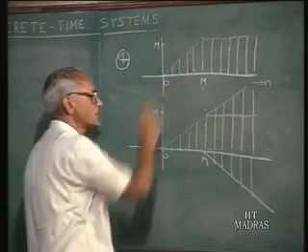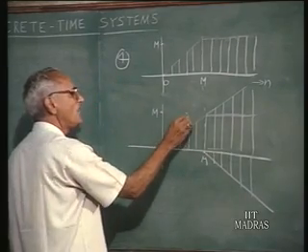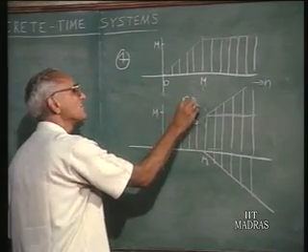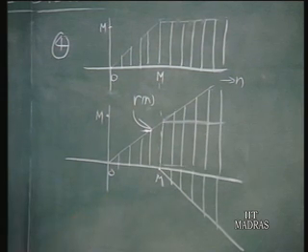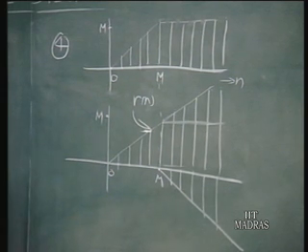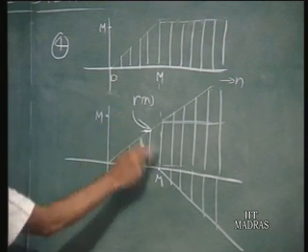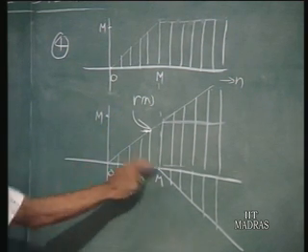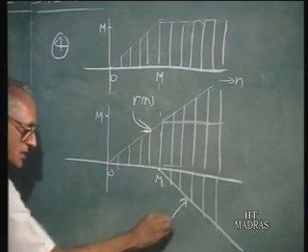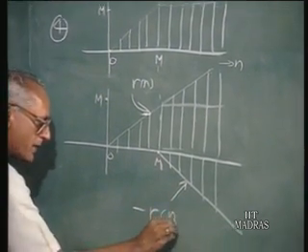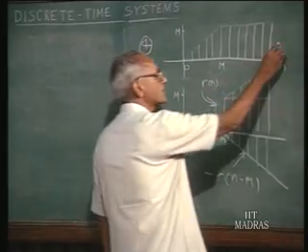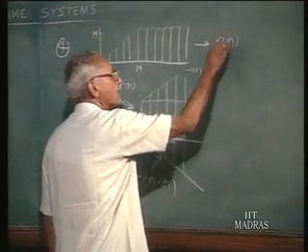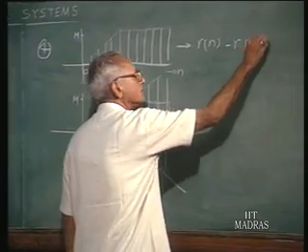Consequently, the given function can be thought of as the sum of, after all this is R of n, the ramp function. And what is this? It is also a ramp, but with a negative slope. Therefore minus, you must have a negative out in front, but this ramp is now delayed. It starts not at 0 but at n equals m. Therefore this is minus R of n minus m. So in other words, the given discrete time function is R of n minus R of n minus m.